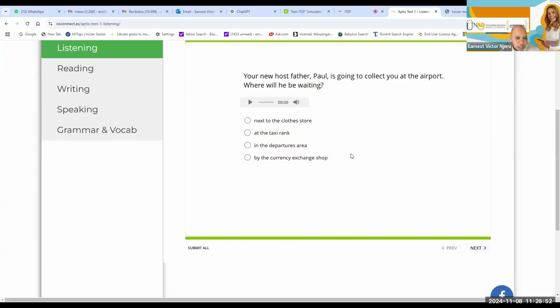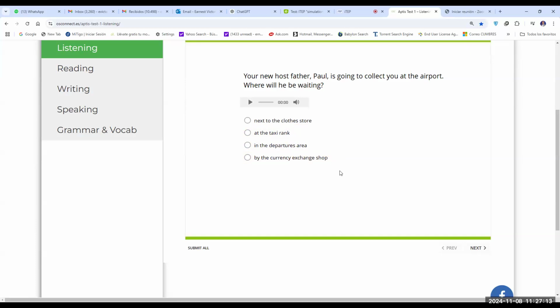What about in the departures area? Is it possible for him to wait for you in the departures area? No, because the departures area is where people are leaving the airport, right? They're waiting to board the plane. What about by the currency exchange shop? It's possible, because it presupposes that people can go and change money there.